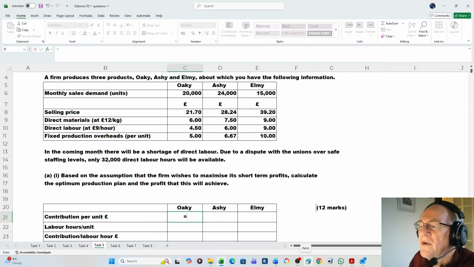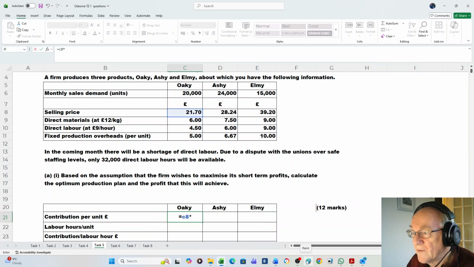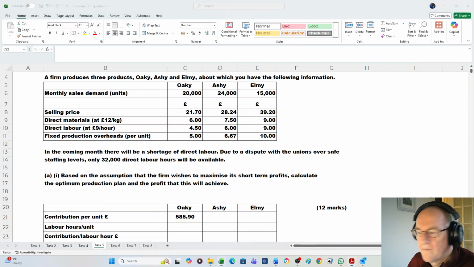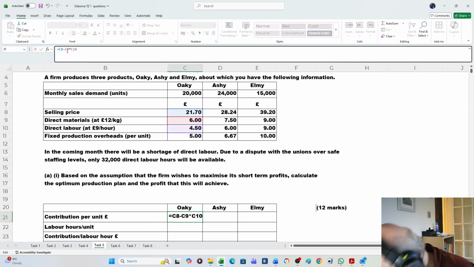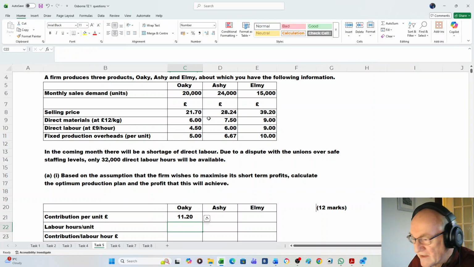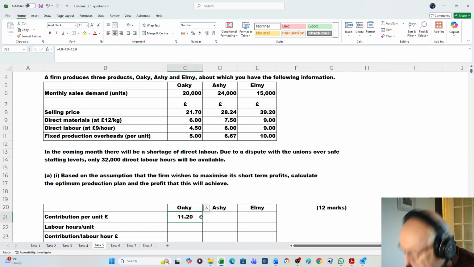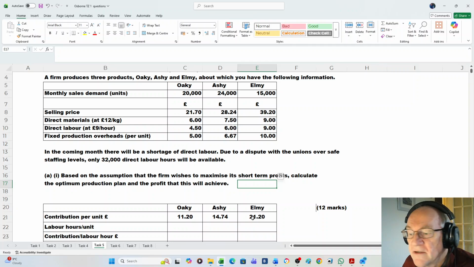So the contribution per unit is the selling price minus the variable costs. That's our first contribution, and I made a typo there, so what did I do wrong? I've done the normal trick of hitting the multiplication symbol, because I can't have any lights on whilst recording, it messes it up. £11.20. So having done the one, because I did a formula, I can just do that, save a bit of time. So Elmi has got the biggest contribution per unit.